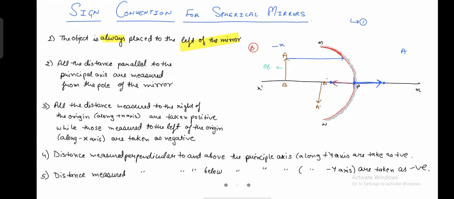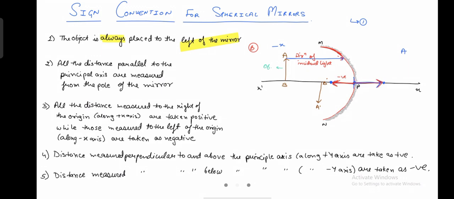This arrow of A, the incident arrow, is similar to this arrow. They are in the same direction. So the simple rule is that if you want to measure any length along the incident light, this is the direction of the incident light, and you are measuring this one length along it. While this arrow is just opposite to the incident light, so it will be negative.